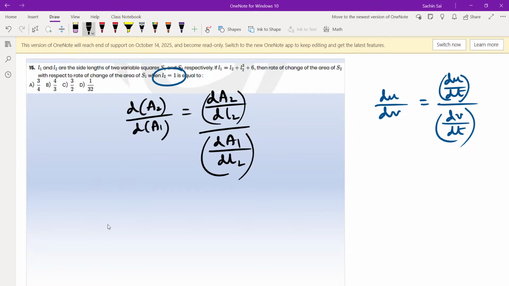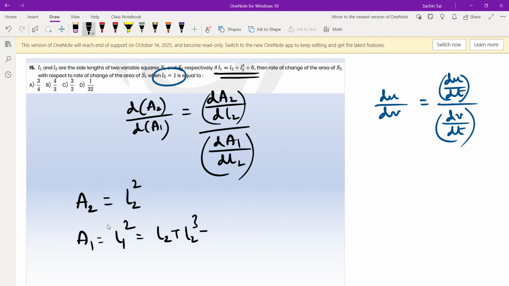So let's see how that can be done. A2 is the area of the second square. It can be written as L2 square, right? A1 is L1 square, but here L1 is given in terms of L2. That is the second reason I have taken L2 as a variable, right? So L1 can be written as L2 plus L2 cube plus 6, so whole square, right? So now you can find both dA2 by dL2 and dA1 by dL2, and then substitute L2 equals 1.